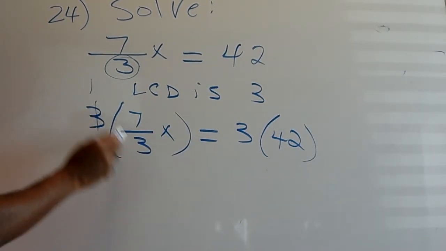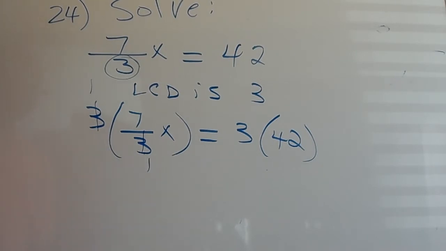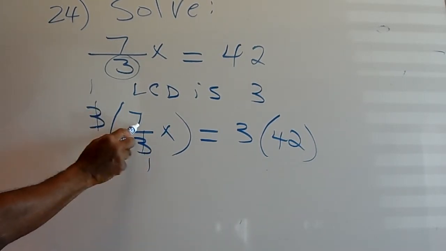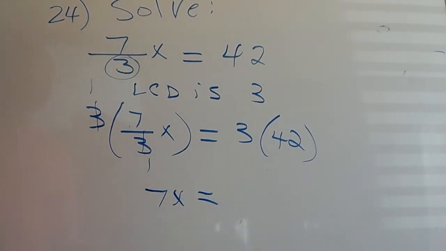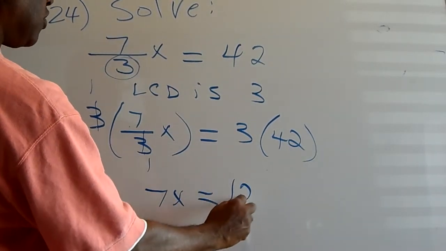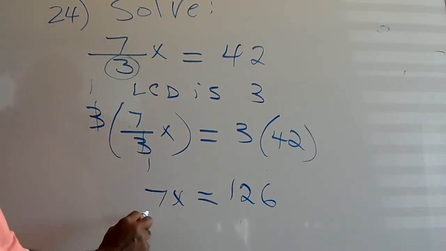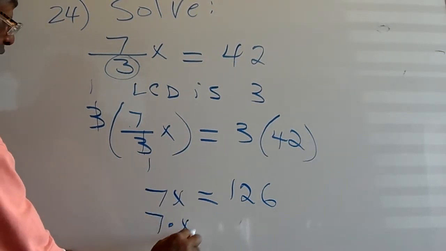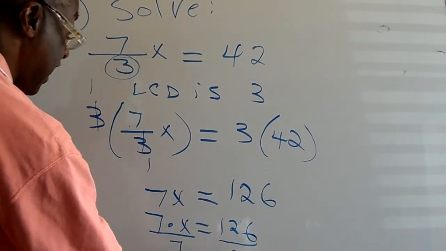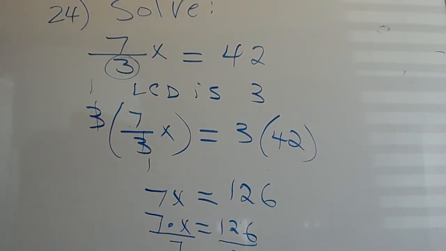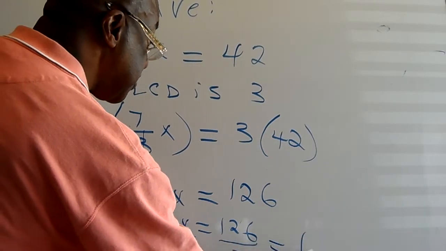3 goes in 3 one time. 1 times 7 times x gives me 7x. Over here I'm going to get 126. This means 7 times x equals 126. Divide both sides by 7 and we'll end up with an answer of, I hate to say it again guys, 18. And I know it's coincidental.